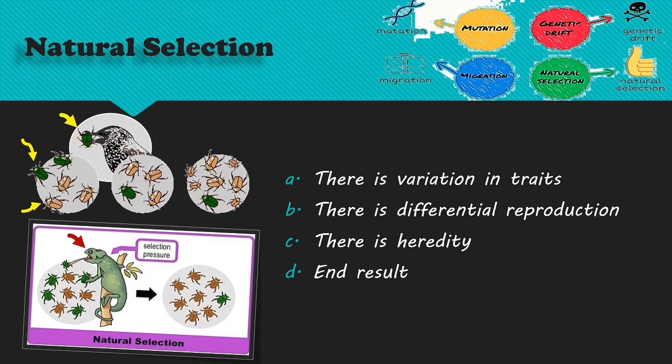There is heredity. The surviving brown beetles have brown baby beetles because this trait has a genetic basis. The end result: the more advantageous trait, brown coloration, which allows the beetle to have more offspring, becomes more common in the population. If this process continues, eventually all individuals in the population will be brown.